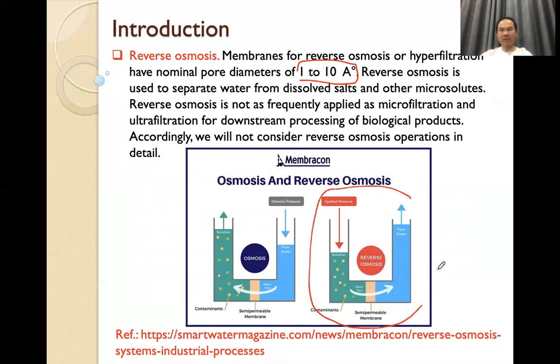In reverse osmosis, we use pressure to separate. For example, we have a sodium chloride solution, and this is water. You apply pressure for reverse osmosis, and you can separate water from the sodium chloride solution. The water can be transferred from this to this. That is reverse osmosis.